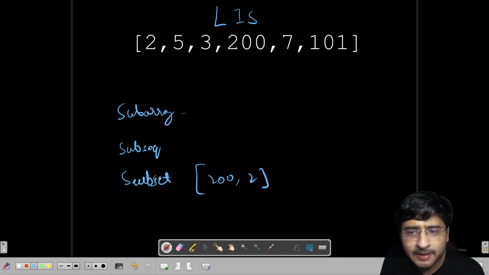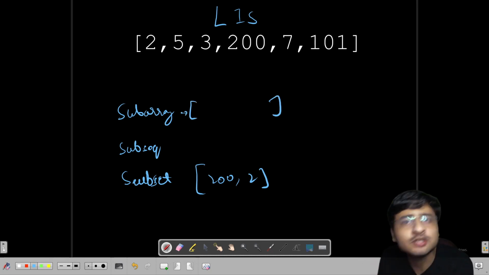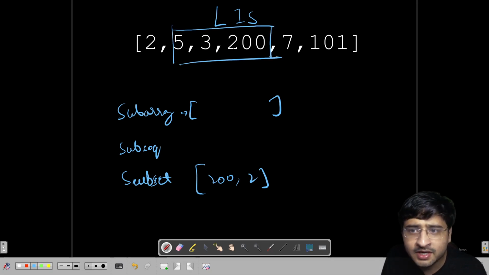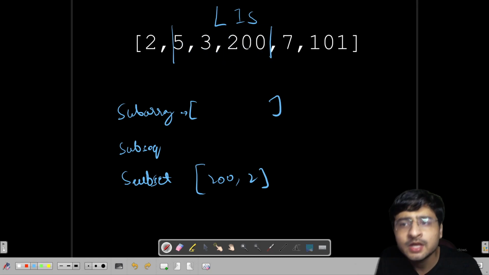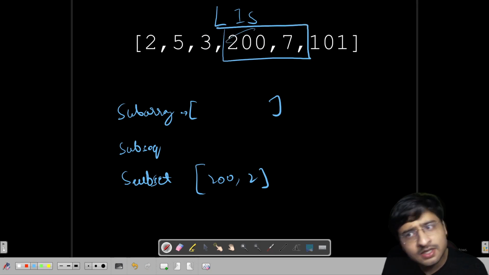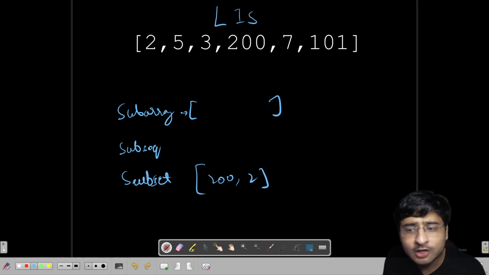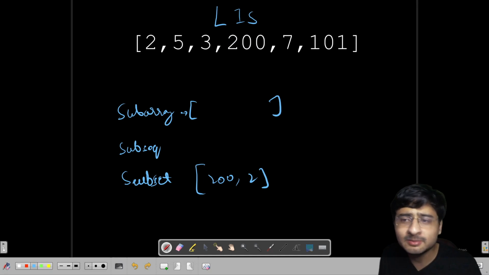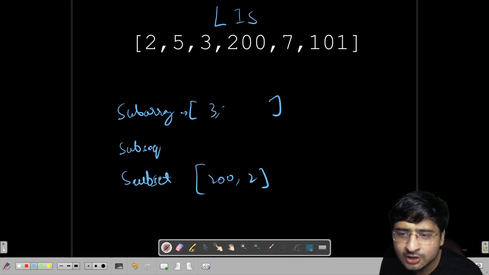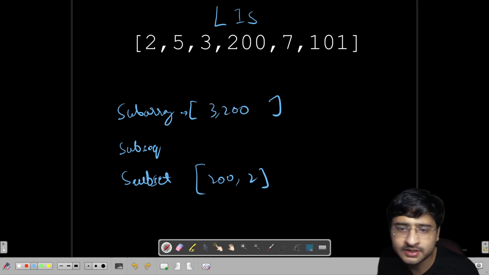A subarray is a contiguous segment of an array. If I cut this chunk out of this array, this is a subarray. If I cut only this single element, this is also a subarray. If I cut this much chunk out of this array, this is also a subarray. But I cannot say that 200 comma 2 is a subarray, because 200 comma 2 is not there as a chunk, they are present as different elements. So I can say 3 comma 200 is a subarray of this array.